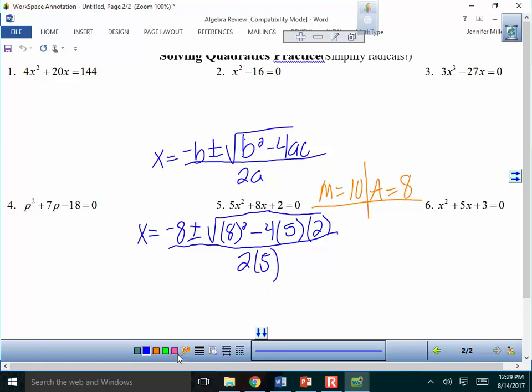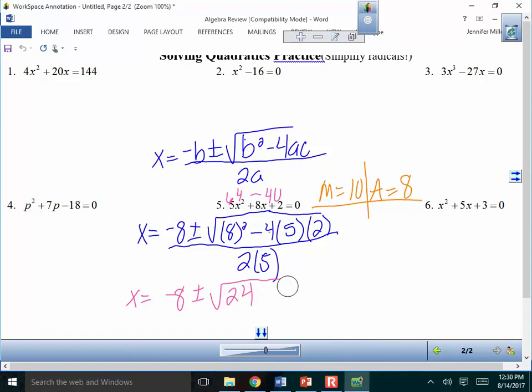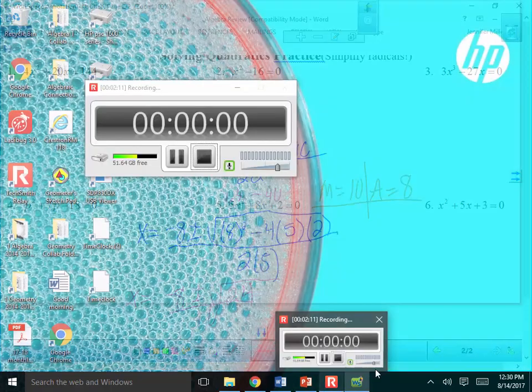So from here, I'm just simplifying. X equals negative 8 plus or minus. I kind of do this in my head, or you can put it in your calculator, whatever's under the radical. 8 to the second power, that's 64, right? And then that's 64 minus 4 times 5 is 20, 20 times 2 is 40. So then that's 64 minus 40. Is that what you guys got? Which would give us 24. And then this is all over 10, correct? From here, we would just want to simplify our radical.